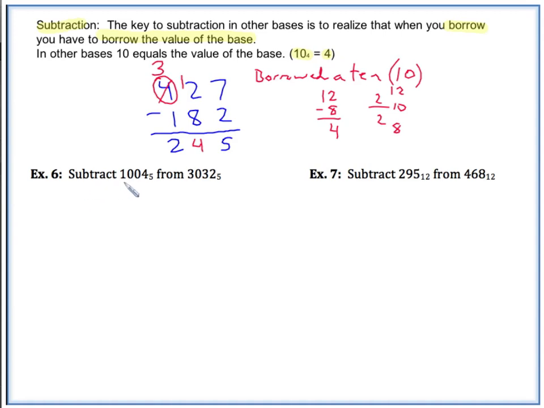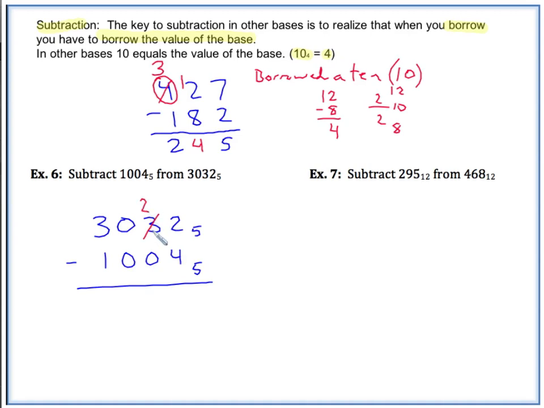It says subtract 1004 base 5 from 3032 base 5. So it looks like this: 3032 base 5 minus 1004 base 5. Now right away we have 2 minus 4, and we can't do that. So what we're going to do is borrow from the one next door. So that crosses off, it does become 2.